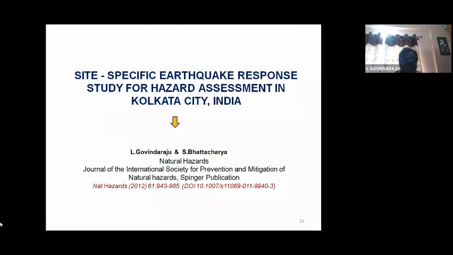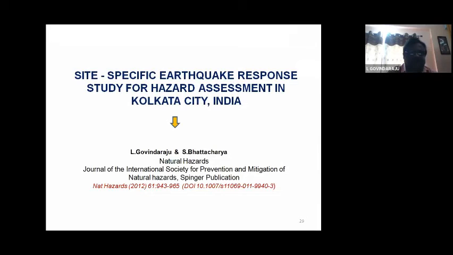Now, another case study we have carried out. This is a site-specific earthquake response study for hazard assessment in Kolkata city, India. Nowadays, priority has been given to microzonation of cities, particularly mega cities. It started with mega cities like microzonation of Delhi, Mumbai, Chennai, and Bangalore.